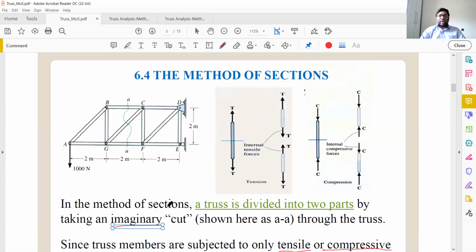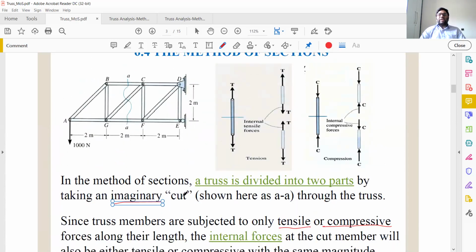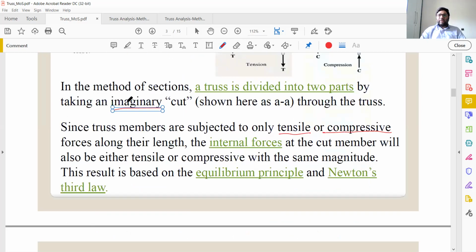What is Newton's third law? For every action, there is an equal and opposite reaction. So there is a section cut here, and each and every member will be under tension. You can see here, this is tension, this is tension, this is tension, and this is tension, because the equilibrium concept holds good even for the portion that is cut.